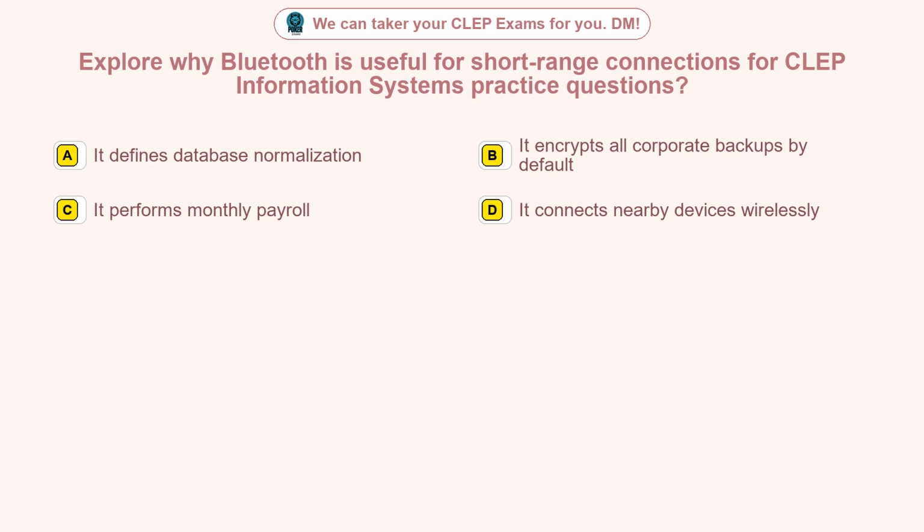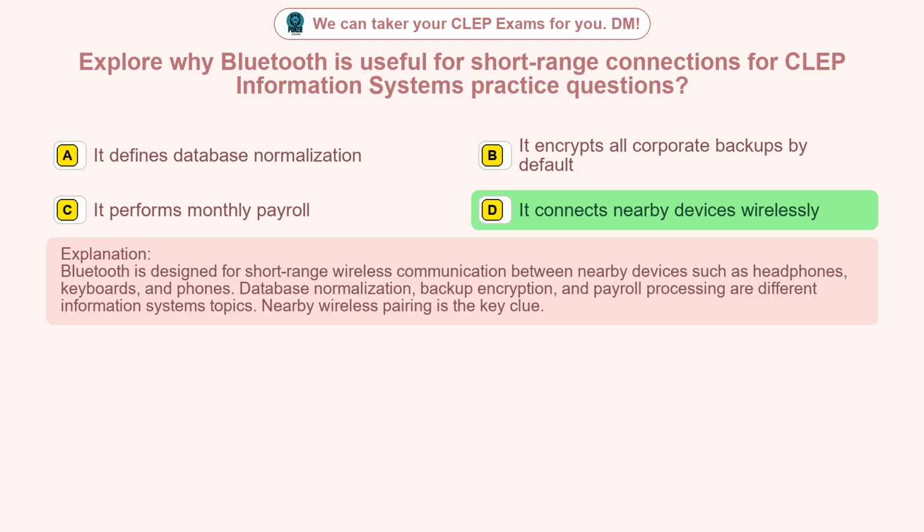Question 61. Explore why Bluetooth is useful for short-range connections for CLEP Information Systems practice questions. Option A. It defines database normalization. Option B. It encrypts all corporate backups by default. Option C. It performs monthly payroll. Option D. It connects nearby devices wirelessly. The correct answer is option D. It connects nearby devices wirelessly. Bluetooth is designed for short-range wireless communication between nearby devices such as headphones, keyboards, and phones. Database normalization, backup encryption, and payroll processing are different information systems topics. Nearby wireless pairing is the key clue.